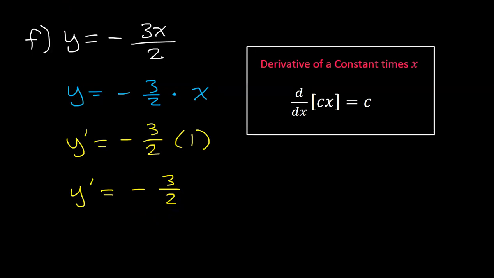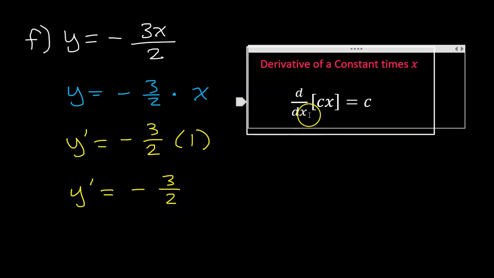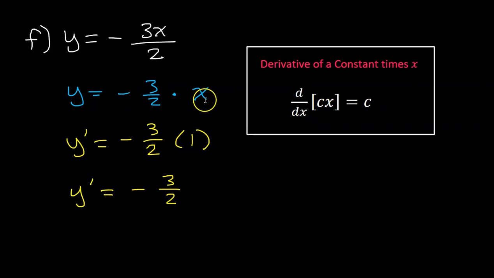In fact, this is going to come up so much that you might want to think of it as a new rule. The derivative of a constant times x is just the constant. So here we had a constant times x, the derivative is just the constant.